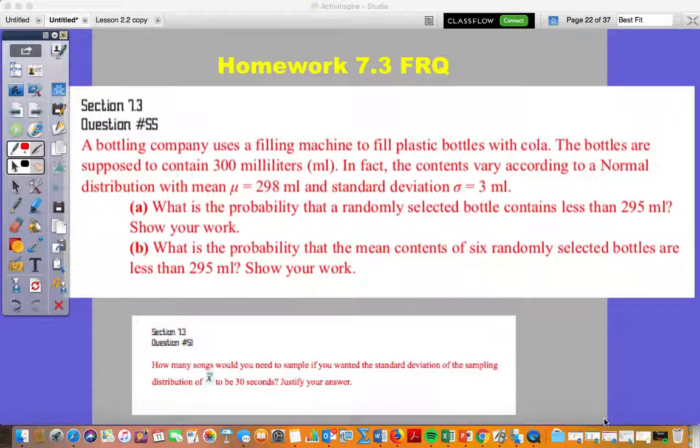Should we shade this lower one? You do 295 and below. Less than 295, you shade that. You also have to put the mean in the middle. So 298 is the mean? Oh, I messed up. And then you also add 295.